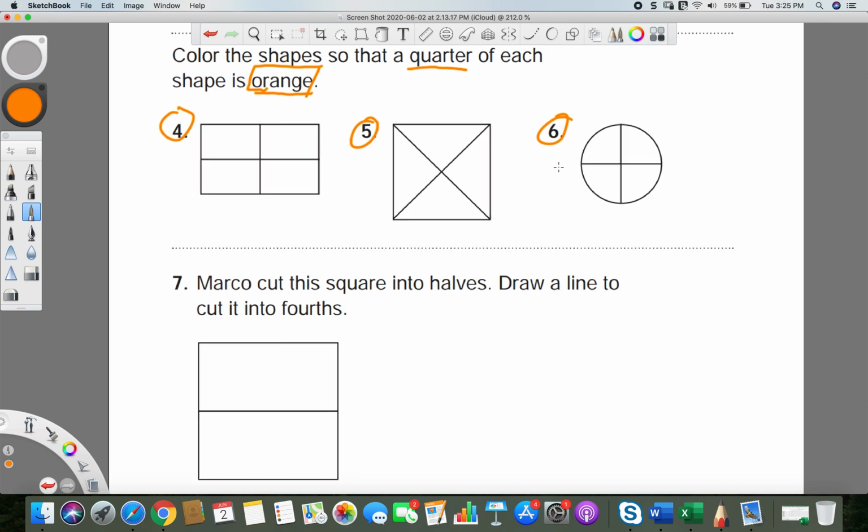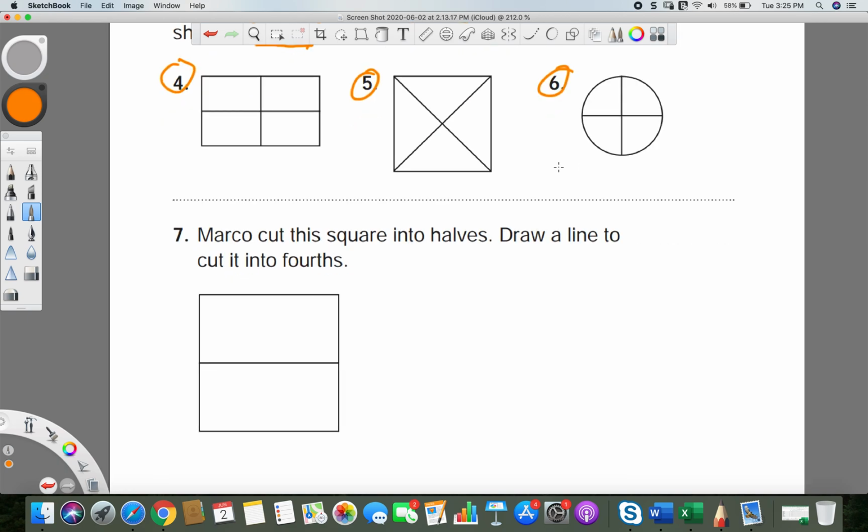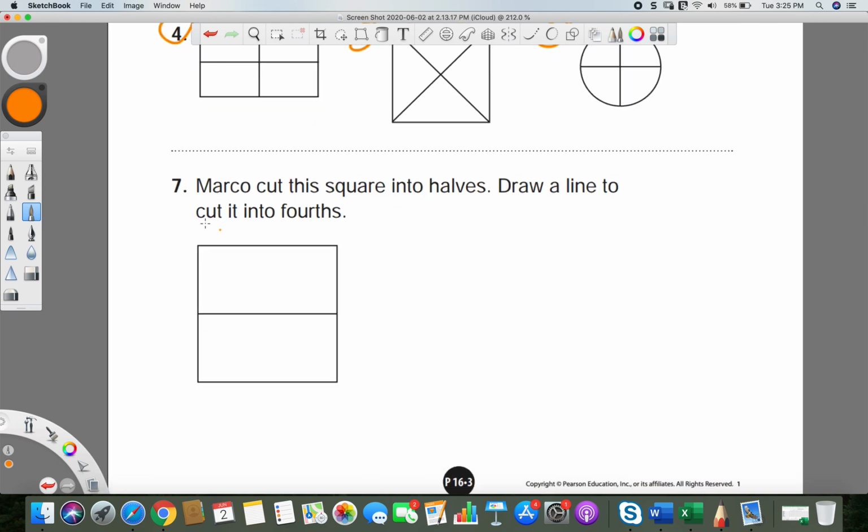Then we go down to number 7 here. It says Marco cut the square into halves. Yep, it has 2 pieces, right? That's a half, so it's 1, then 2. Draw a line to cut this shape into fourths. Well, they also mean into quarters.